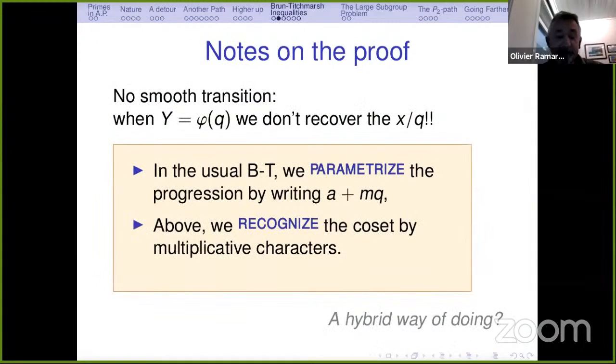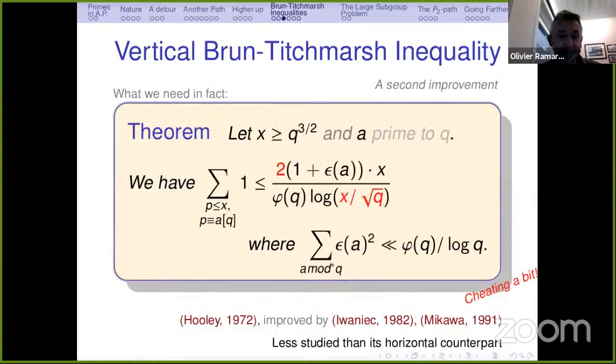But so here are the notes. The proof is very different. In the usual Brun-Titchmarsh, you parameterize the progression. n congruent to a modulo q, you write it as a plus mq, and then you work on m. So you use the additive structure. And what we do with Priyamvad is that we recognize the coset by using multiplicative characters. So we use the multiplicative structure. So the proof is completely different from one to the other. It would be good to have something that goes from one to the other continuously.